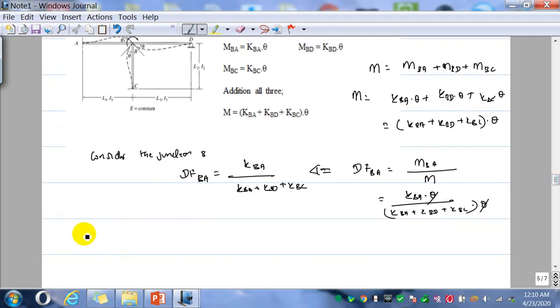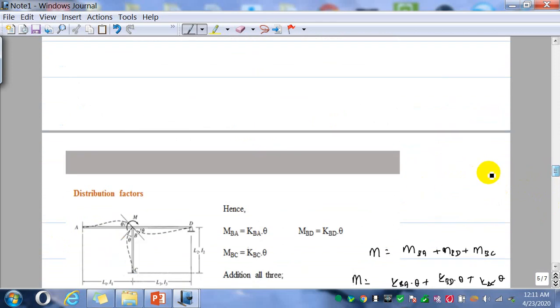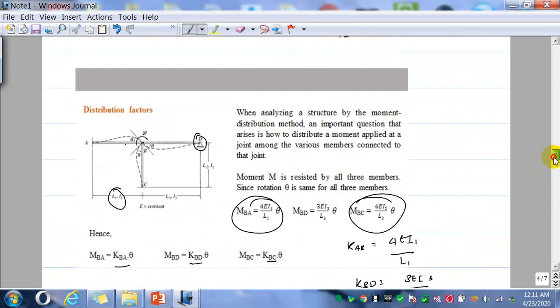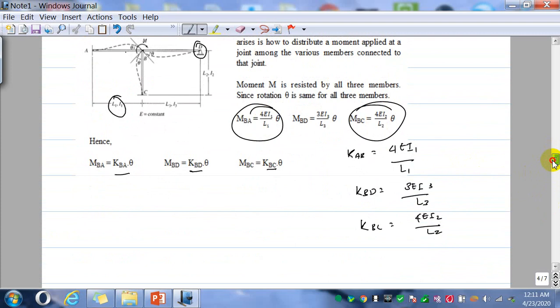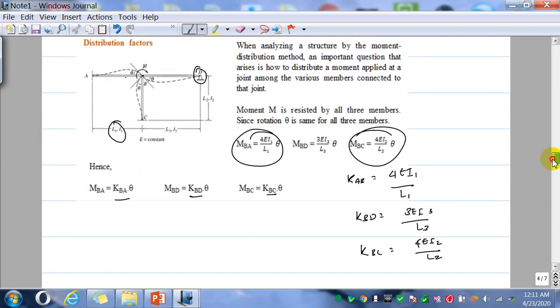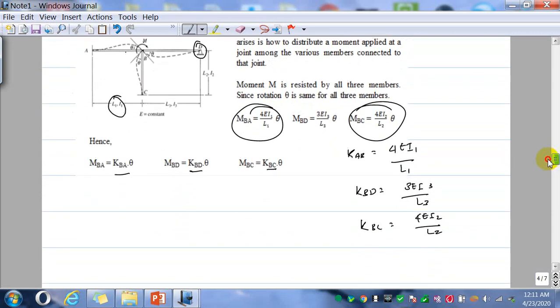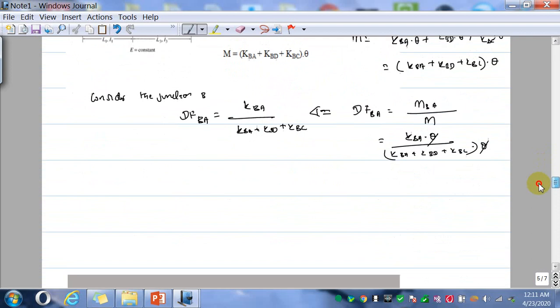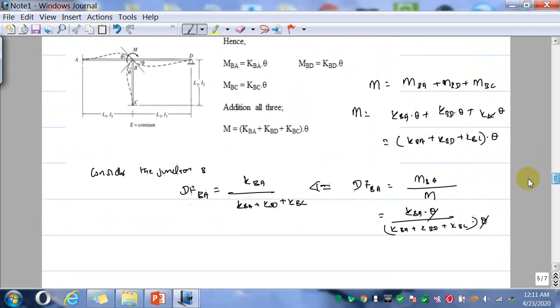So two things are important for us. One is the distribution factor, which is what we have discussed here. The other one is the moment carrying capacity of each of these segments. Now, if this is an internal support, we can consider the distribution factor like that. But how about the fixed support?